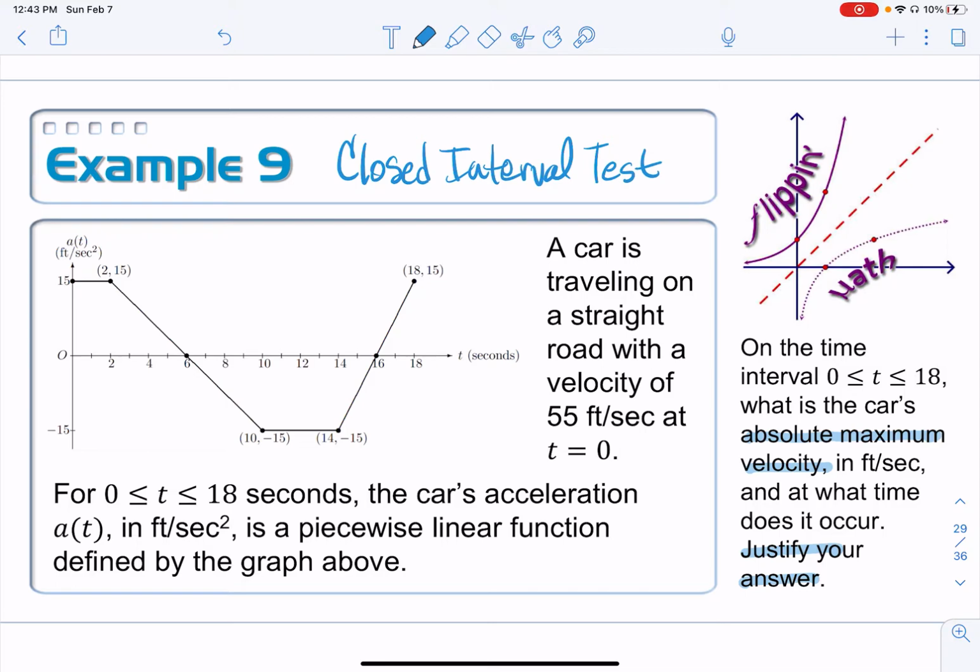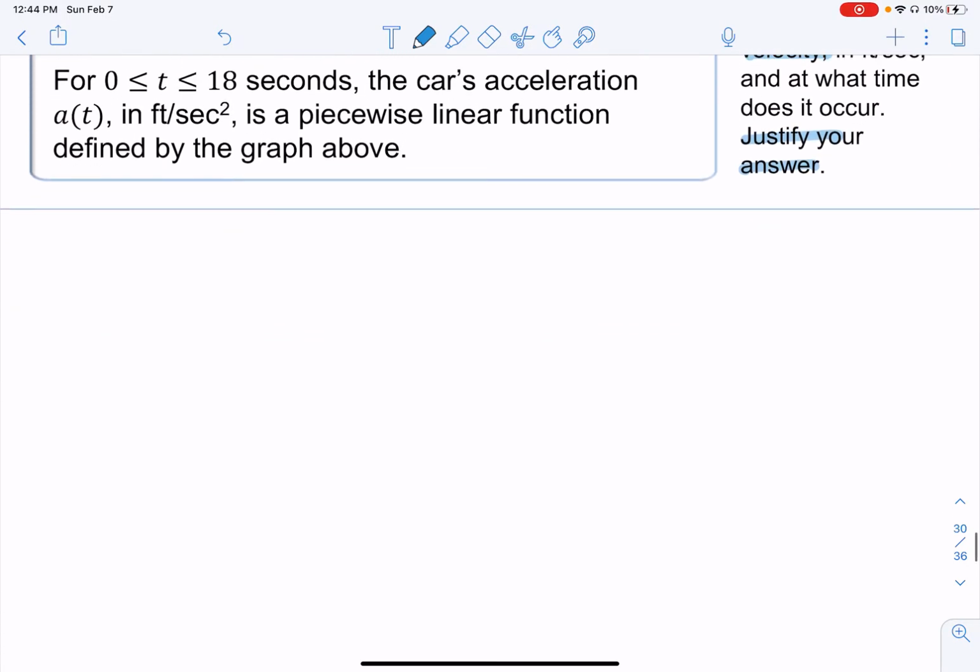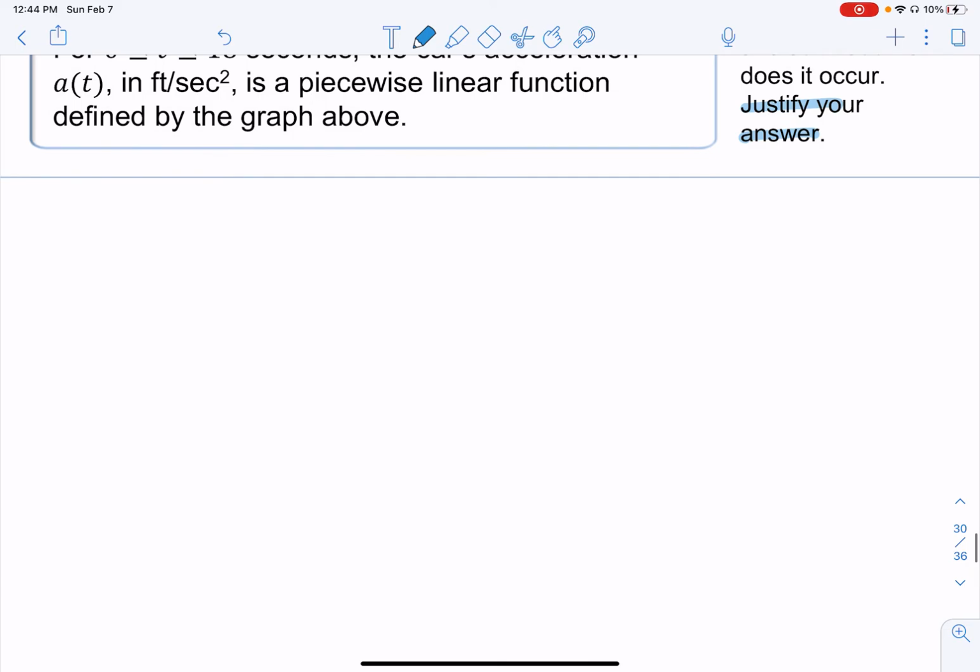Up until this point, whenever we used the closed interval test, we had some sort of equation that we could take the derivative of in order to find critical values, made a table of values, and then checked it against the endpoints and the critical values to see which one was the biggest or which one was the smallest. So we're going to have to apply that now to just having a graph. Notice that I want absolute maximum velocity.